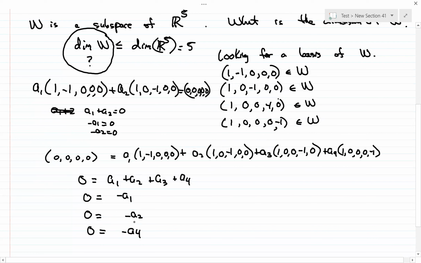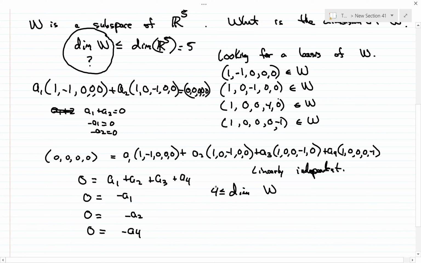So this means A1, A2, and A4 are 0. And if you put those into here, that means A3 is 0. So A1, A2, A3, A4 are 0. So that means what? These are linearly independent. Okay. So what does that tell me? That tells me the dimension of W is at least 4.